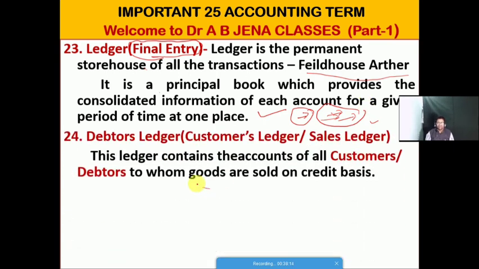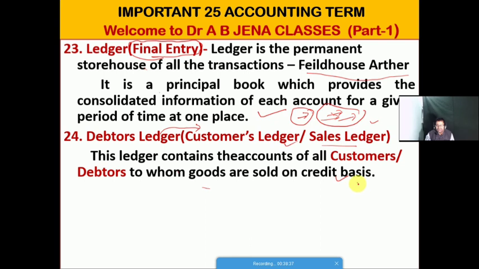Then come to the next one, that is the debtors ledger. So debtors ledger is also known as the customers ledger. It's also known as the sales ledger. This ledger contains the accounts of all the customers or the debtors to whom goods are sold on credit basis.